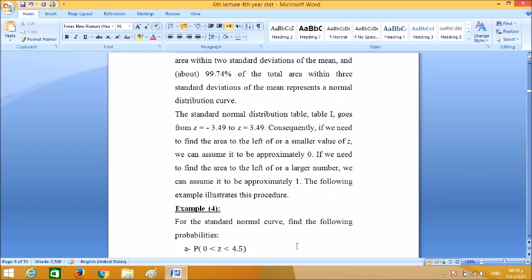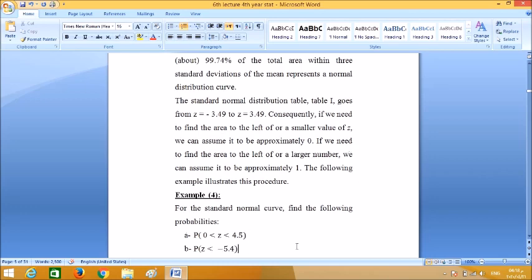Example 4. For the standard normal curve, find the following probabilities. Number 1, the probability of z larger than 0 and less than 4.5. Okay, so the table will not include this value, and this value is larger than 3.5.